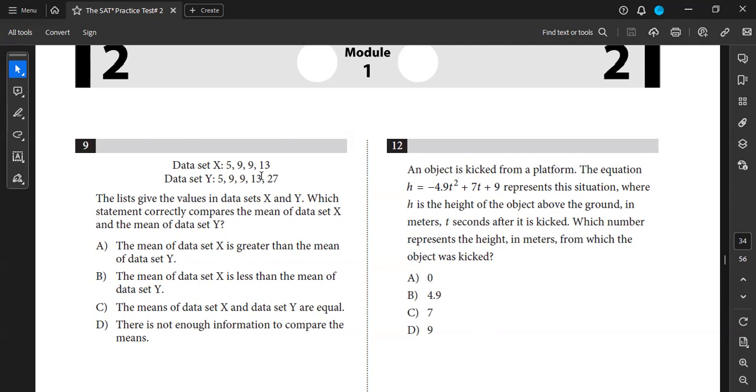The answer is C, yes, sir. So the question says the lists give the values in data sets X and Y. Which statement correctly compares the mean of data set X and the mean of data set Y? Okay, I thought it'd be a question like this.